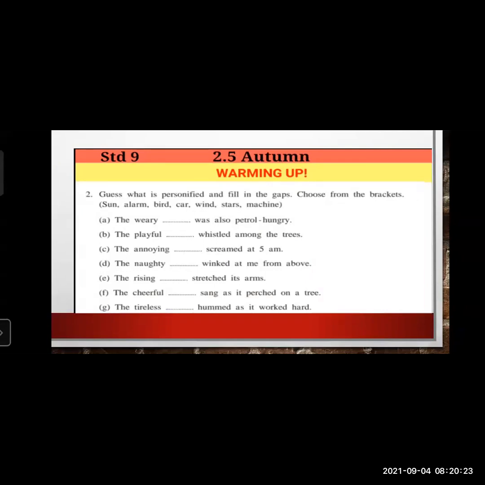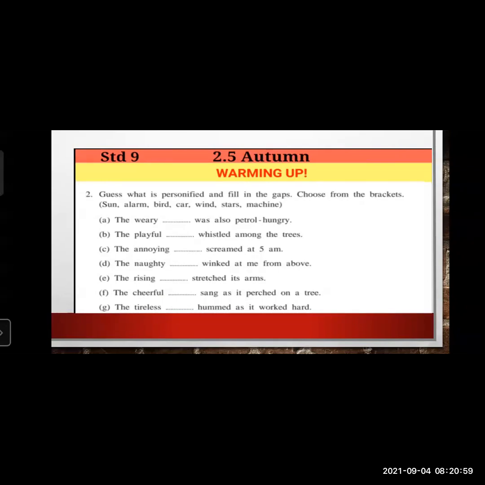Now students, second question: guess what is personified and fill in the gaps. Choose from the brackets. The options given here are sun, alarm, bird, car, wind, stars and machines. We have some incomplete lines, and we have to complete them by using the appropriate word.